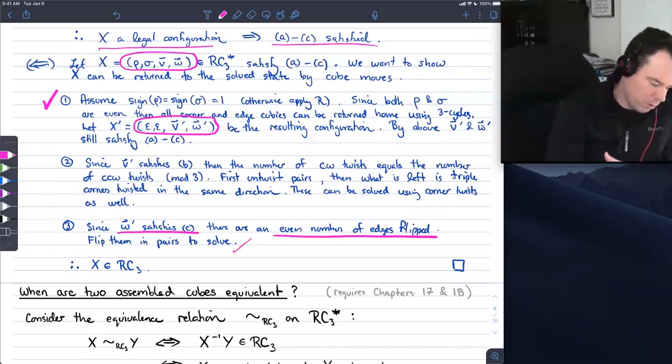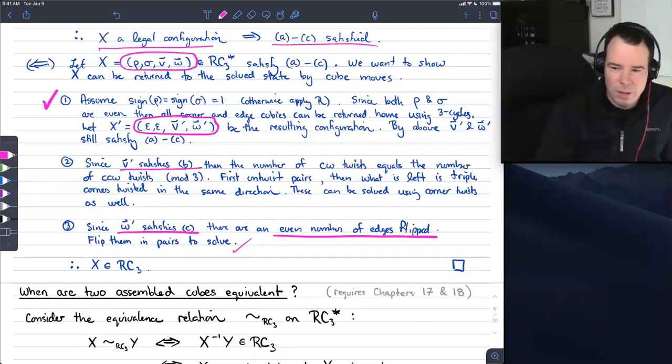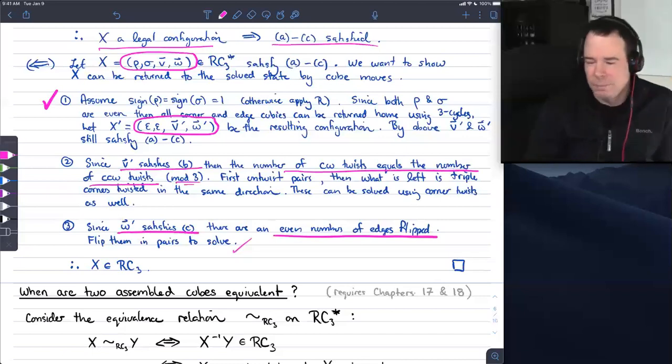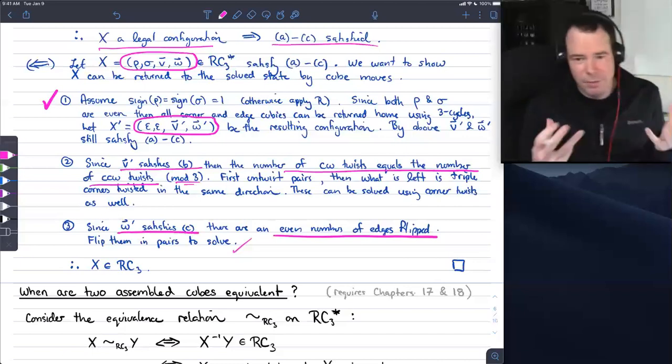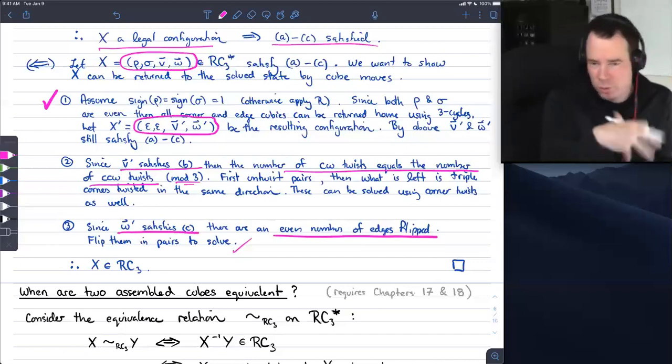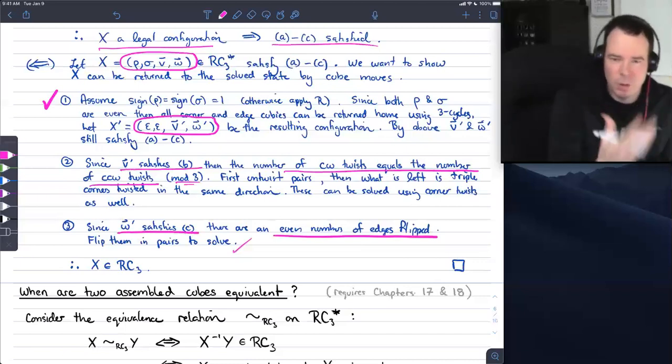What about the corners? Since V prime satisfies B, it means that the sum is 0 mod 3. So it means that the number of clockwise twists equals the number of counterclockwise twists, modulo 3. That means I could have 3 corners that are all twisted in the same direction, 3 of them all clockwise, or 3 of them all counterclockwise.